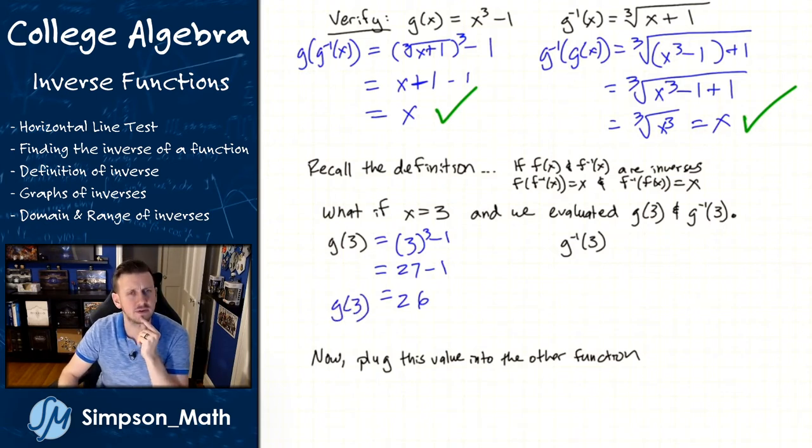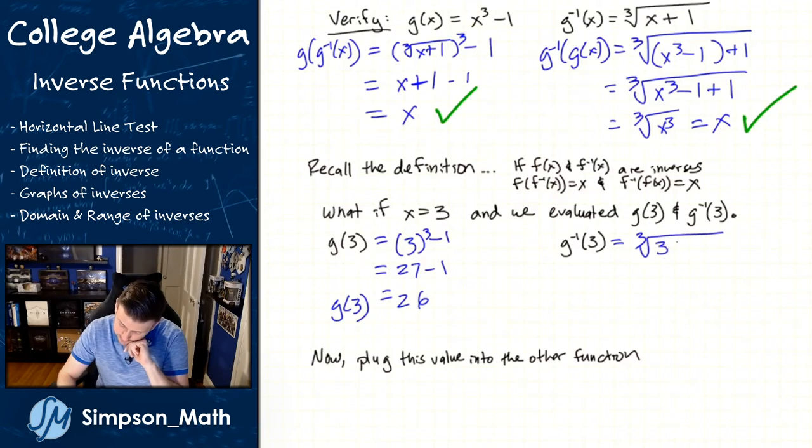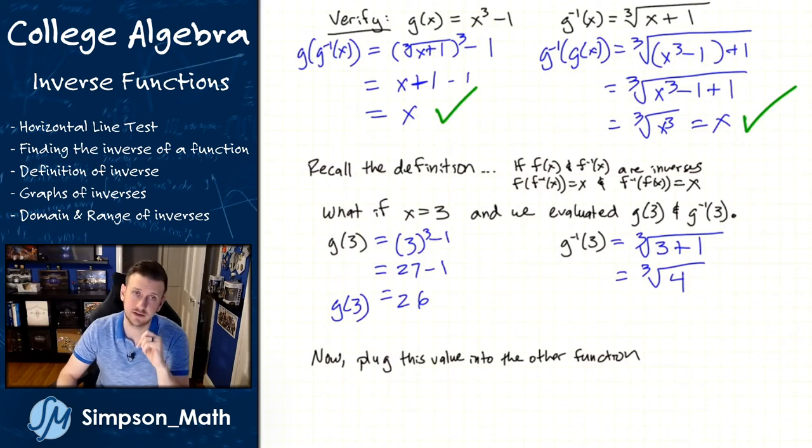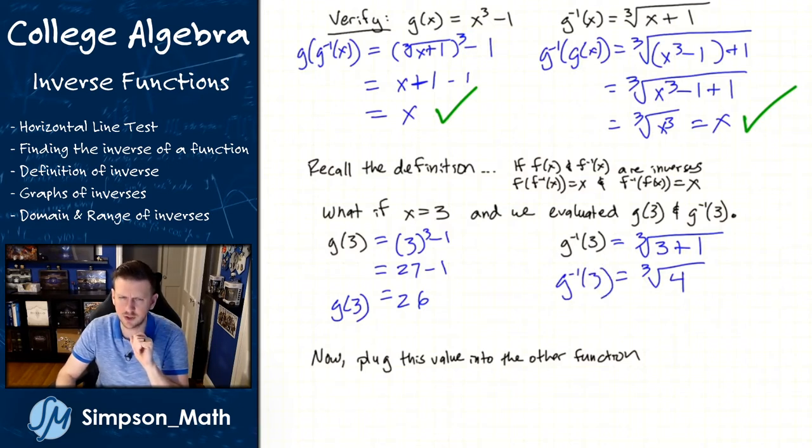All right. Well, what's the inverse? G inverse of 3. So same number. G inverse of 3, what is that? Well, this would be the cube root of 3 plus 1. I could have put parentheses around it, but again, I knew that wasn't necessary from what we saw up here. And then 3 plus 1 is 4. The square root of 4, that's 2. I heard you maybe think that, but square root of 4 is 2. That is true, but this is the cube root, so that's all that I get. So this means that g inverse of 3 is the cube root of 4.